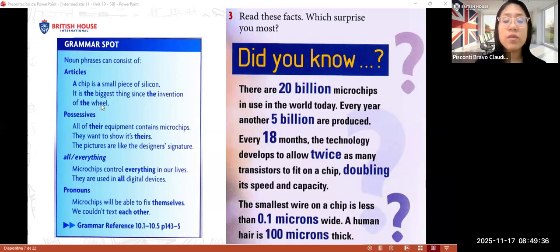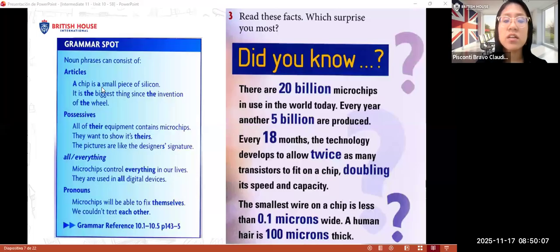Let's remember too that a and an usually go only with singular and countable nouns. Meanwhile, the is usually used with singular or plurals. But it has to be something unique, something really special, something really important, and something that you or the other person knows what you're talking about. So it's more specific. So these are the articles.